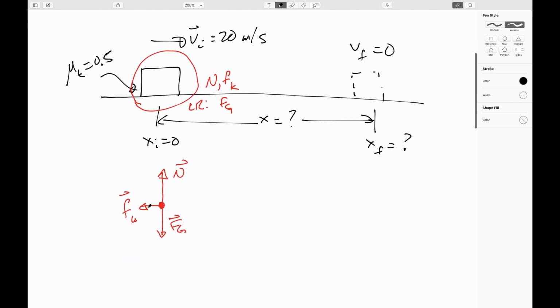So since the coefficient is less than 1, we expect that the force of kinetic friction will be less than the normal force. So that's why I drew it shorter.